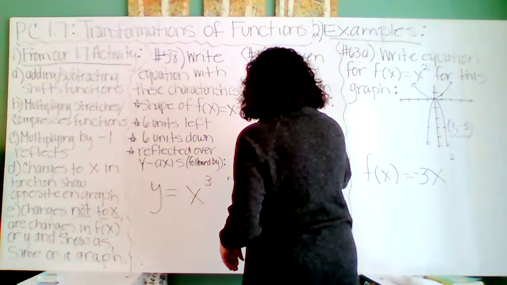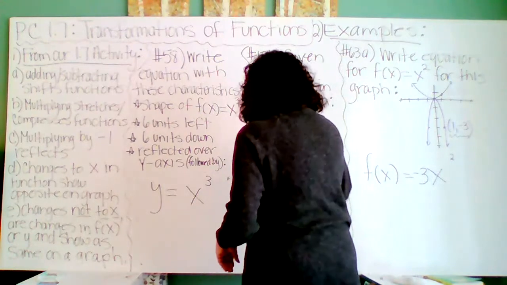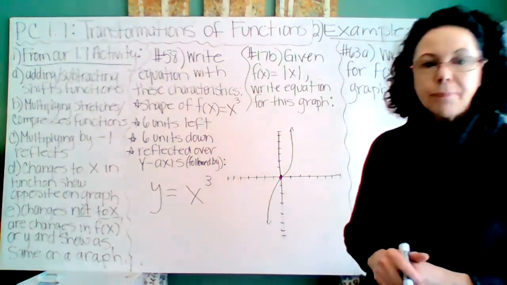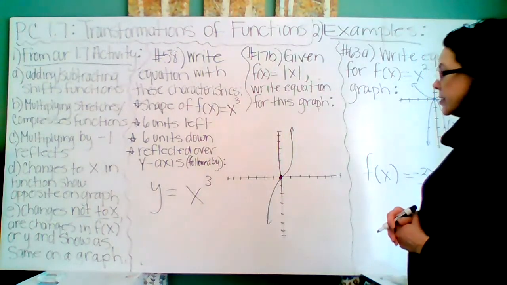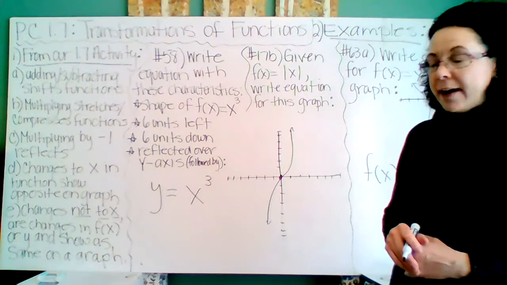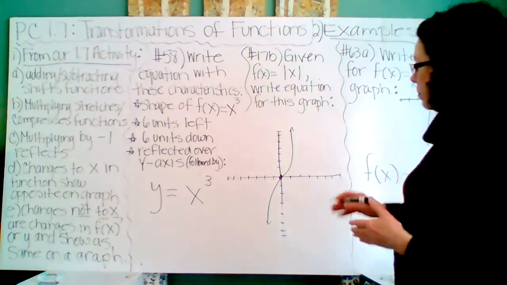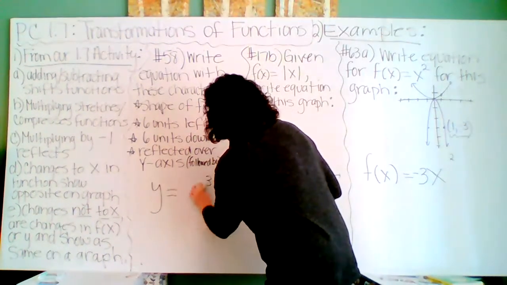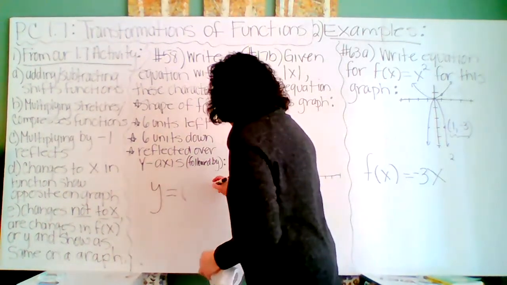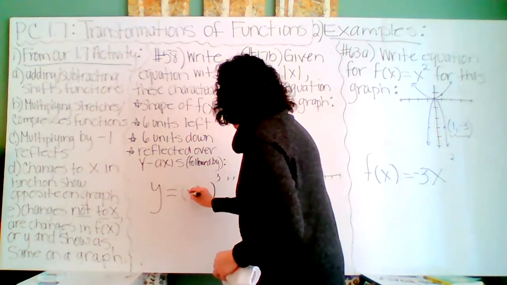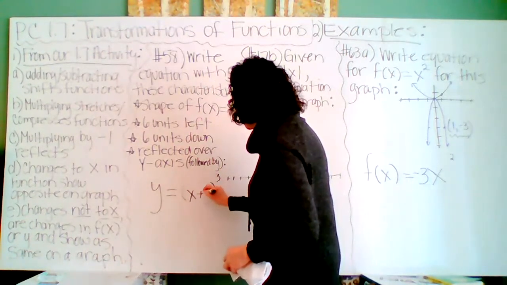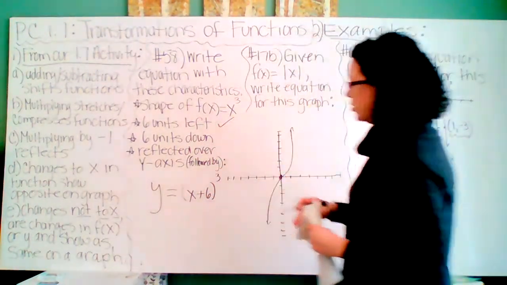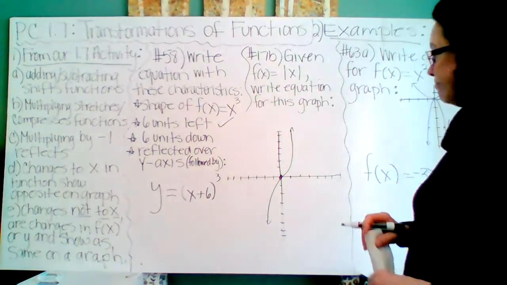Here is what the cubic equation normally looks like, right? This is what we have right now. We need 6 units to the left, right? That is addition or subtraction. Because it's horizontal, I will make sure to make that change inside with the x, and left would mean plus 6. So just this alone would make this function move left 6.